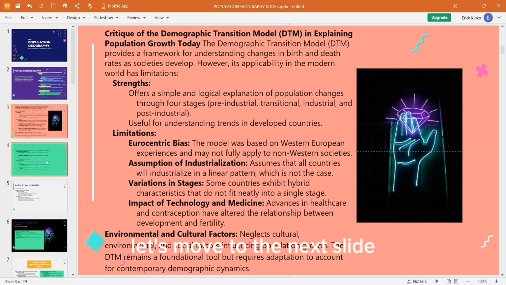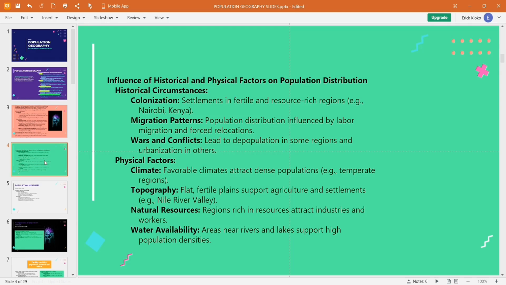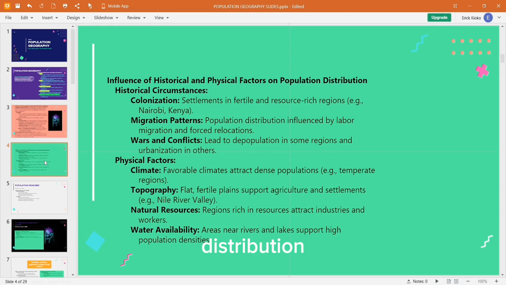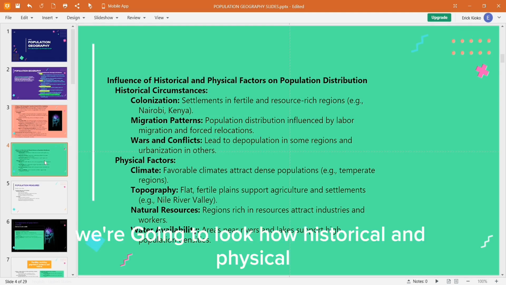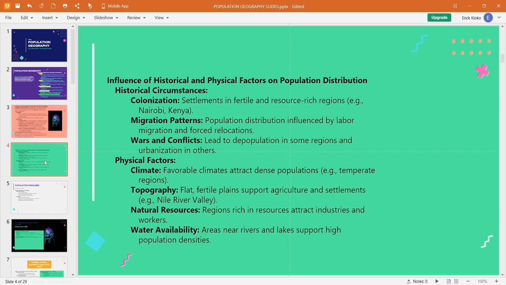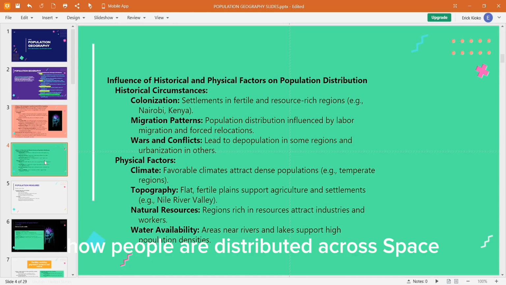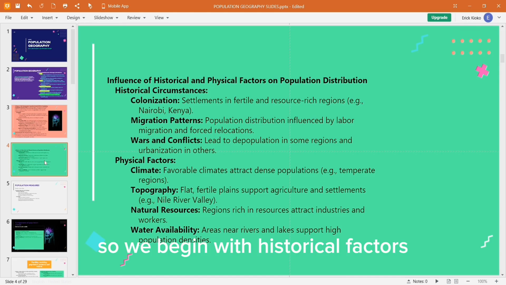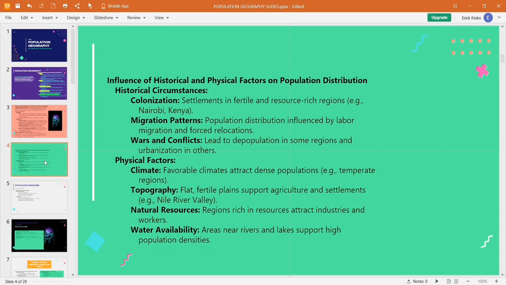Let's move to the next slide. Influence of historical and physical factors on population distribution. We're going to look at how historical and physical factors affect population distribution. Population distribution is basically how people are distributed across space. So we begin with historical factors and circumstances: colonization, migration patterns, wars and conflicts.